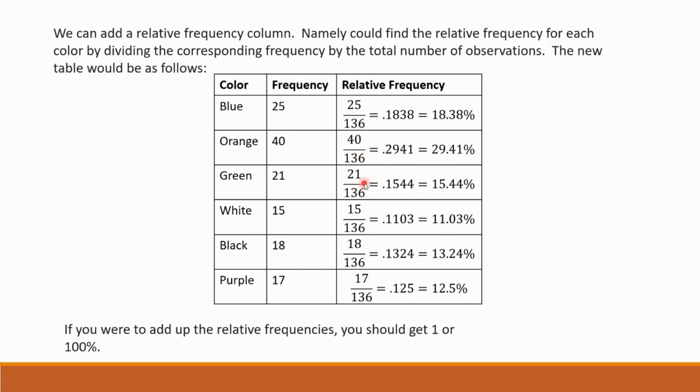If you were to add these up, you should get 136 over 136. If you add up the percentages here, although I did round it, you should get very close to 100%. Maybe a little more, maybe a little less, but you would be very close. All right, that's a frequency and relative frequency table. Any questions on that?